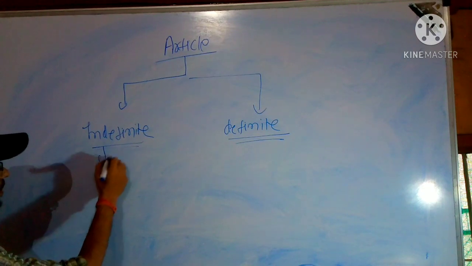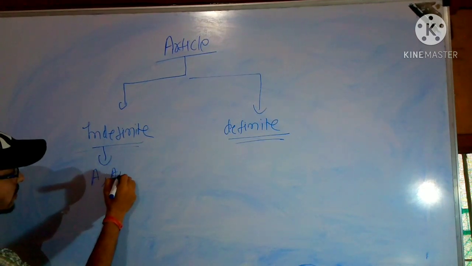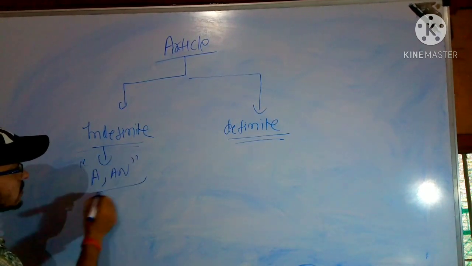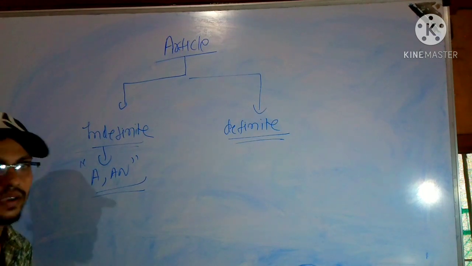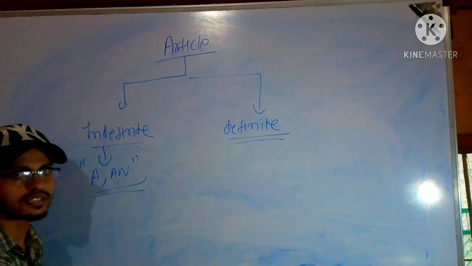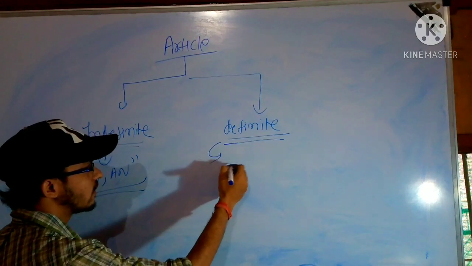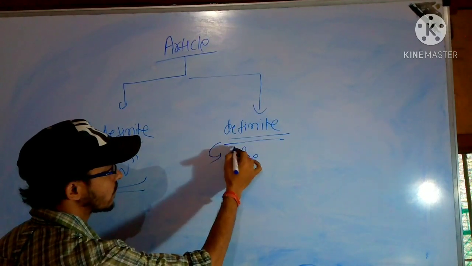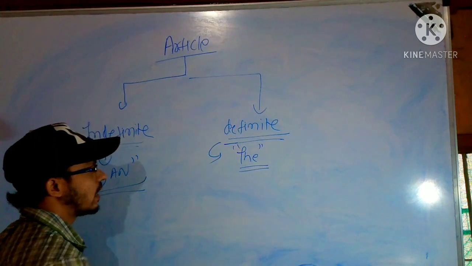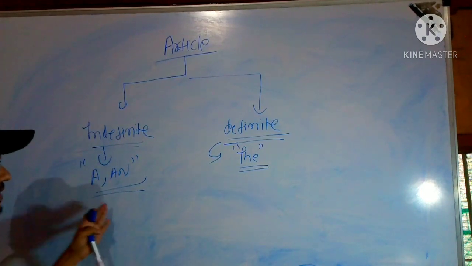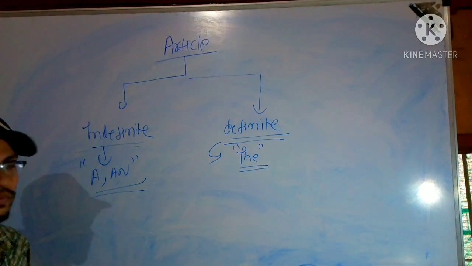Here we have A and AN. These two articles are known as indefinite articles. Why do we call them indefinite articles? I'll tell you in this video. The second is the definite article. Here we have only THE. In this video I'll tell you some important uses of these.